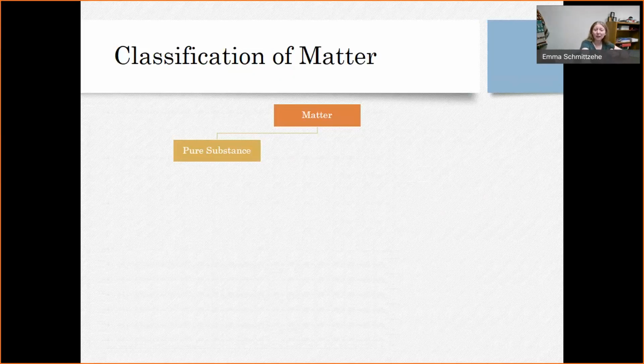Whereas the other major grouping of matter that we have are mixtures, okay? And so mixtures are made up of more than one thing. And so chemically, you have multiple chemical substances in that mixture, okay? And so that is something that we can physically separate out.